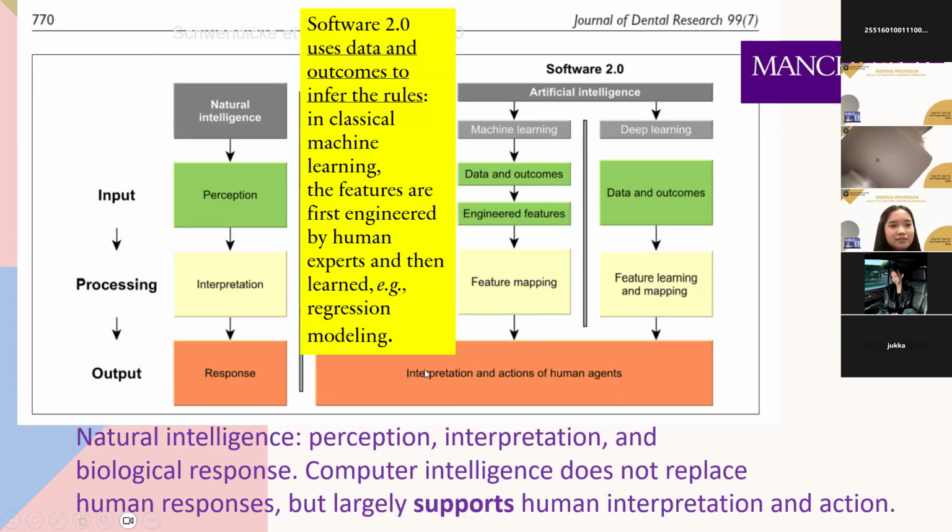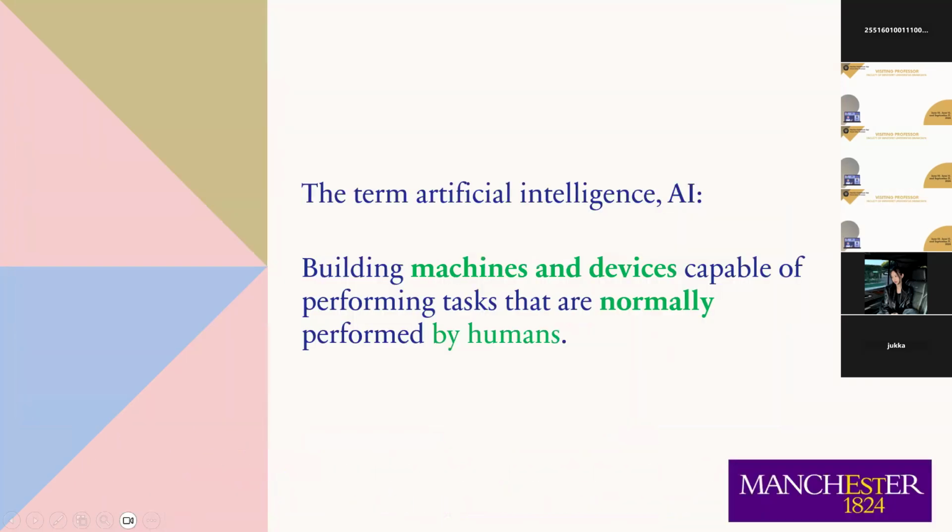Whereas in artificial intelligence, we have machine learning, data and outcomes, engineered features, feature mapping leading to the same interpretation and actions of human agents. If we have so-called deep learning systems, that takes us to data and outcomes, feature learning and mapping, and then interpretation. So here you can compare how the simplified structure looks very much similar, but what is inside the processing part is significantly different. So we are now talking about building machines and devices capable of performing tasks that are normally performed by humans.